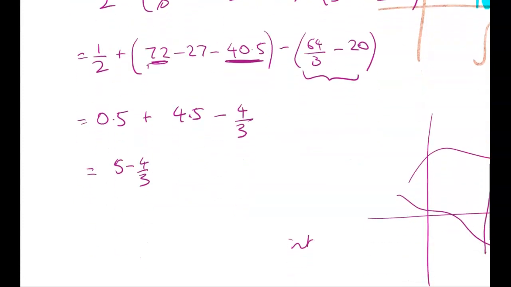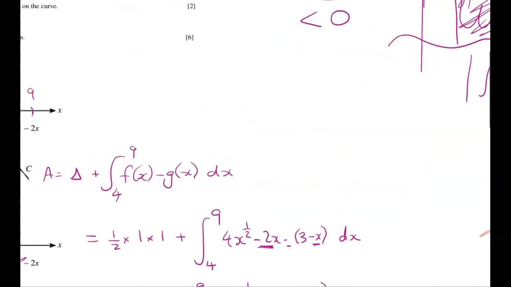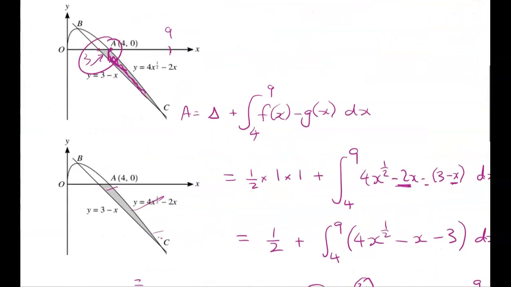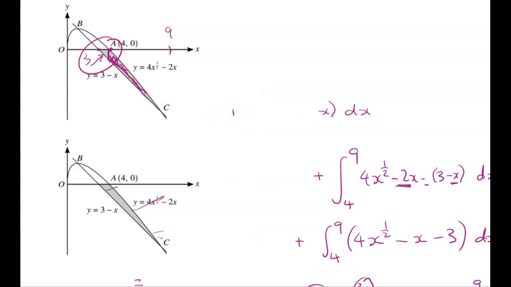Yes, I know you're going to bung that in your calculator, but let's just check. So 5 3s are 15, so we get 11/3. So that's doing it that way. Now let's look at it the other way. So remember, the other way is using a big triangle and then taking out a cleaner interval.